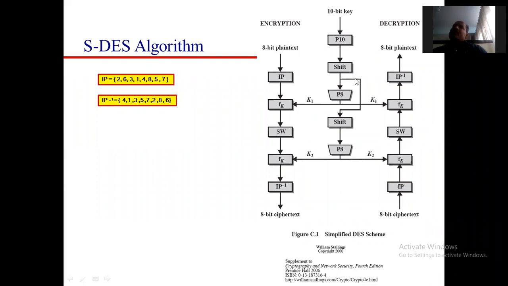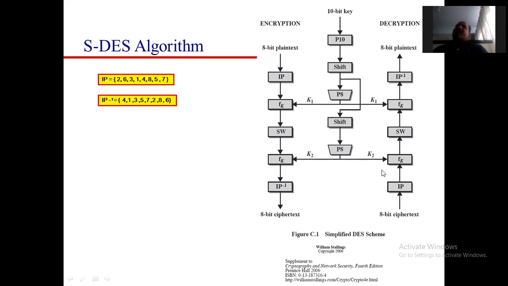So the output of the shift operation, we forward it to the next level here. Again, there we have the shift operation. After that, we have the P8, that is the permutation on 8 bits. And the output of that P8 permutation we consider as the key K2 here. That key K2 is given to the complex function, at the encryption as well as for the decryption. So in that way, this is how the simplified DES algorithm is going to work here.